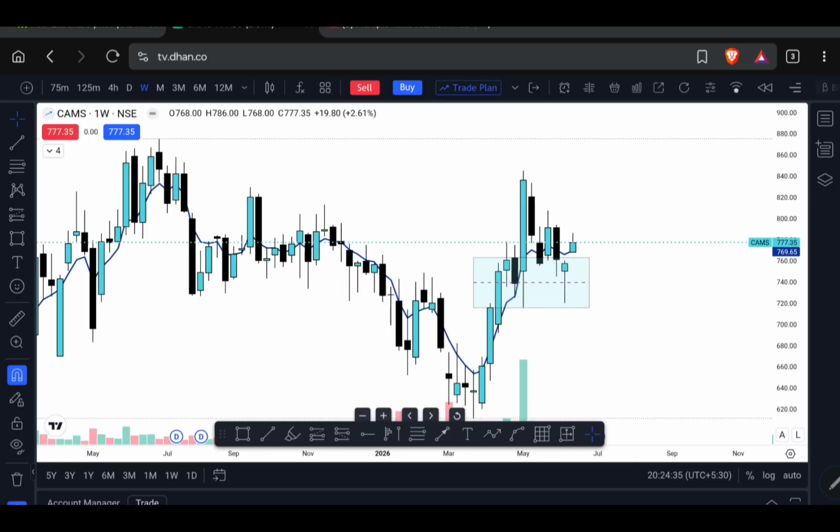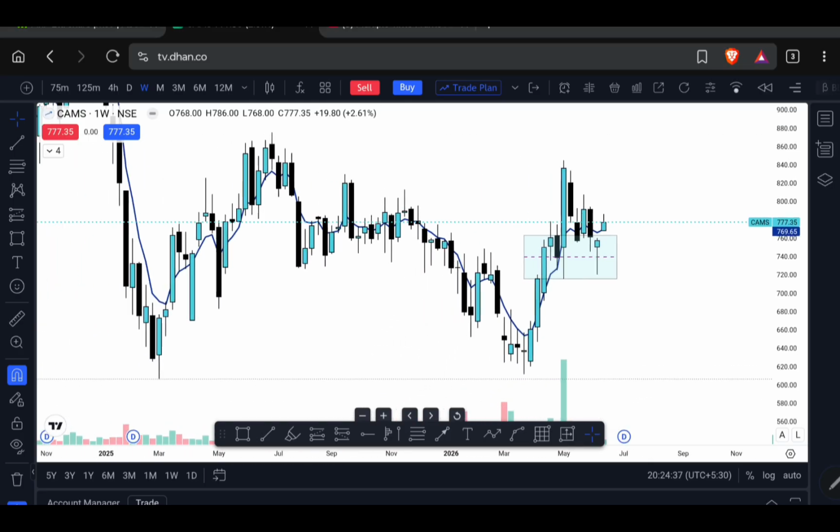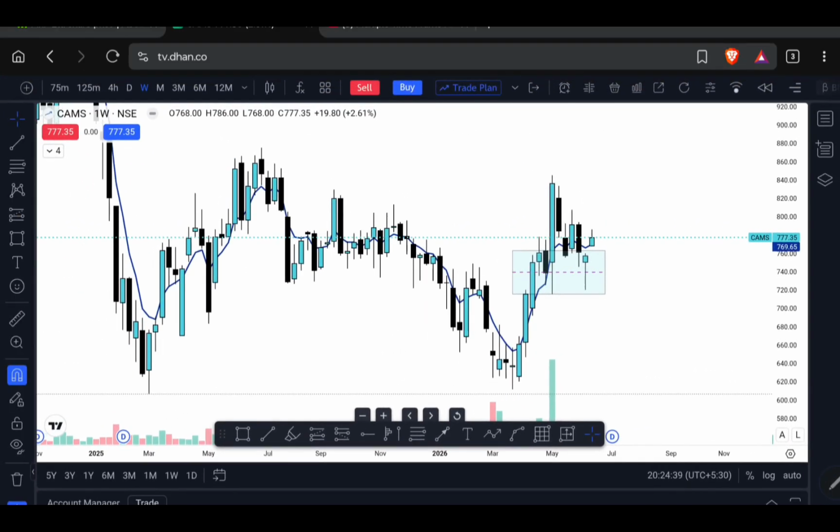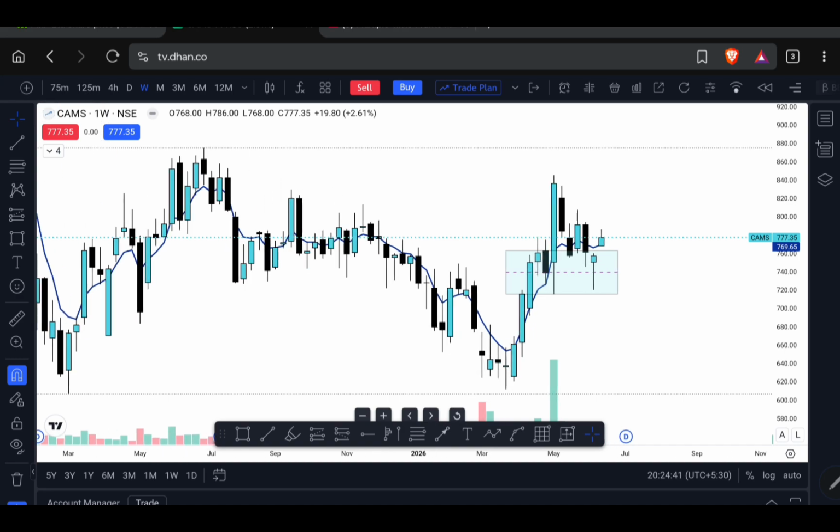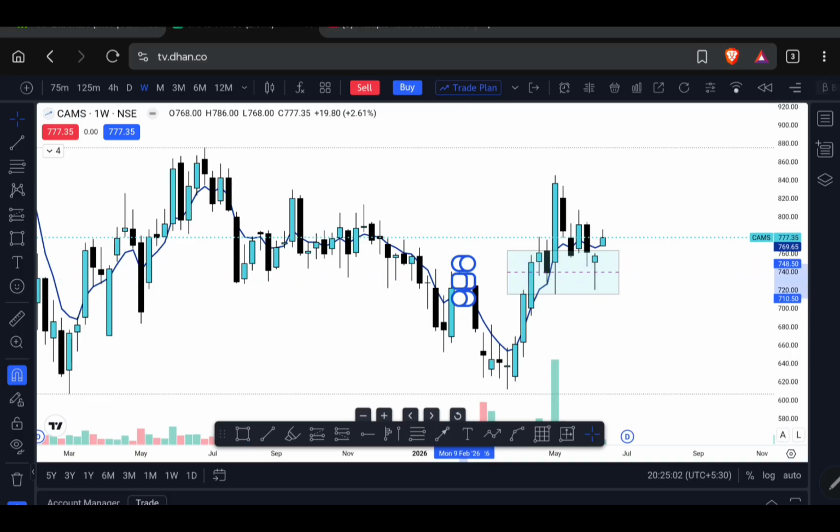So what happened? Now I will explain the entry criteria in this setup. You have to just mark the demand zones and supply zones where a maximum of 3 base candles are included in the zone, not more than that. So you can mark this as a supply zone.